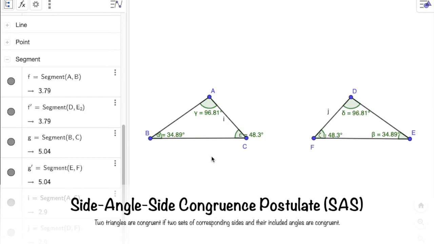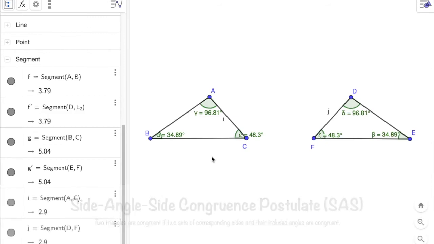So we are now adding an additional postulate to our bag of tricks. We've discussed the definition of congruent polygons as the big overarching idea. And now we have the side-side-side congruence postulate that proves that two triangles are congruent if all three sides are congruent. And we have the side-angle-side congruence postulate, which proves that two triangles are congruent if they have two sets of corresponding sides that are congruent and the included angle between them also happens to be congruent.